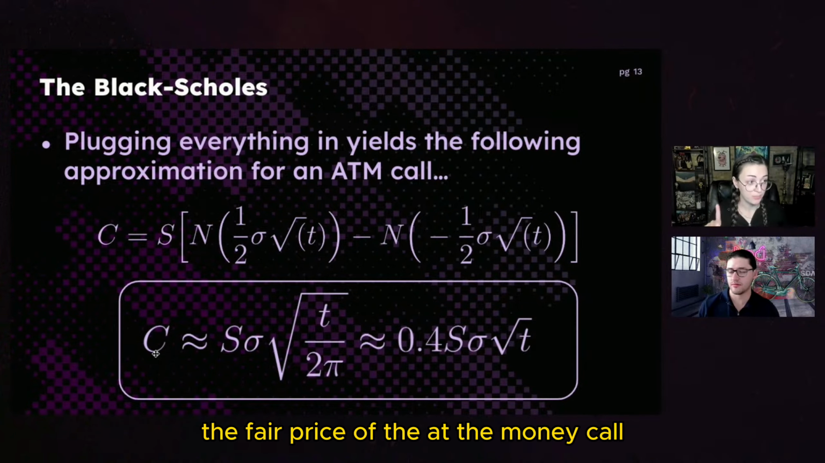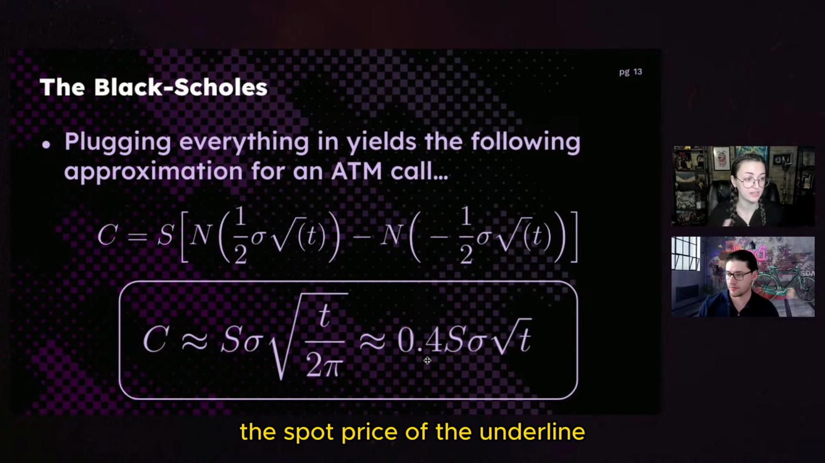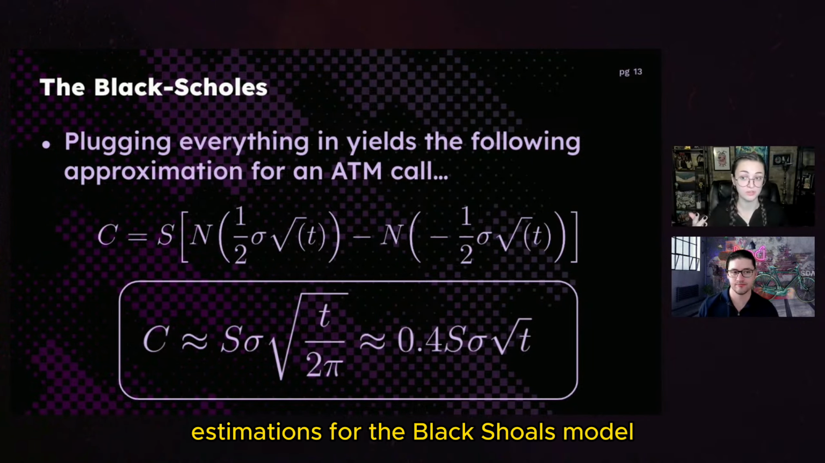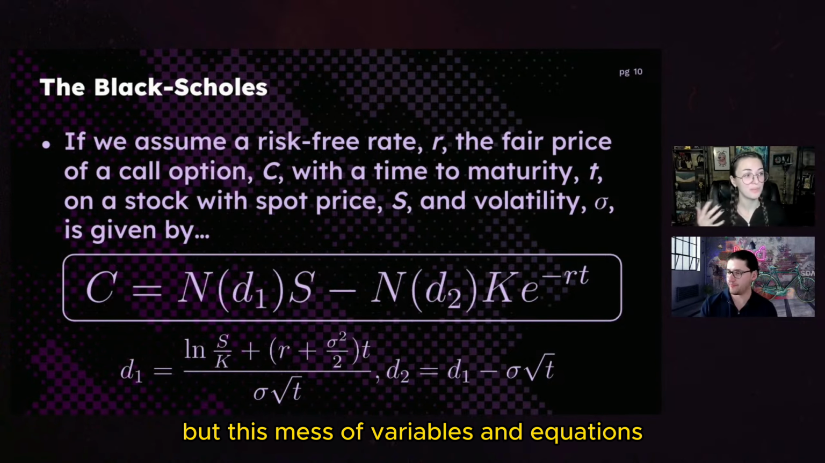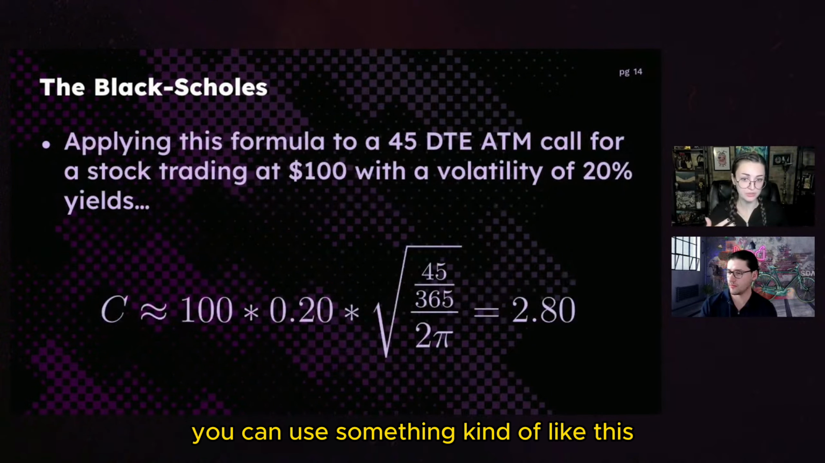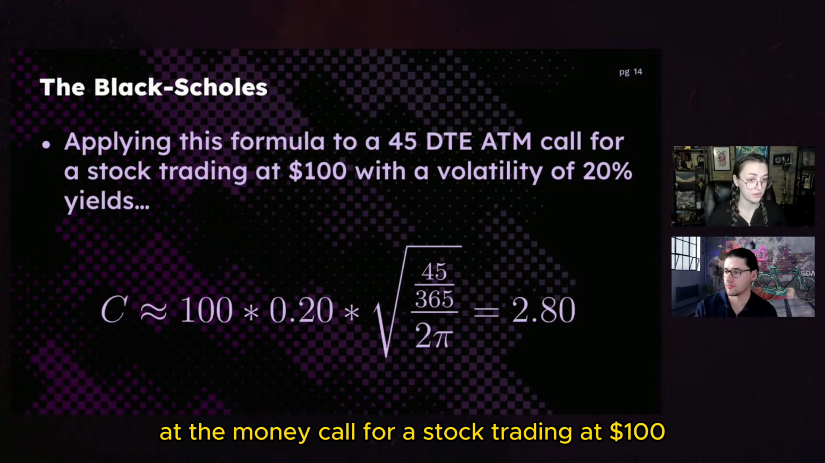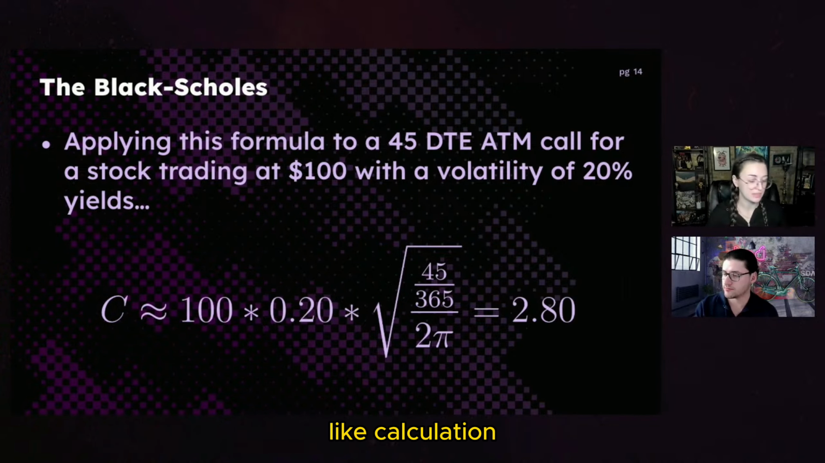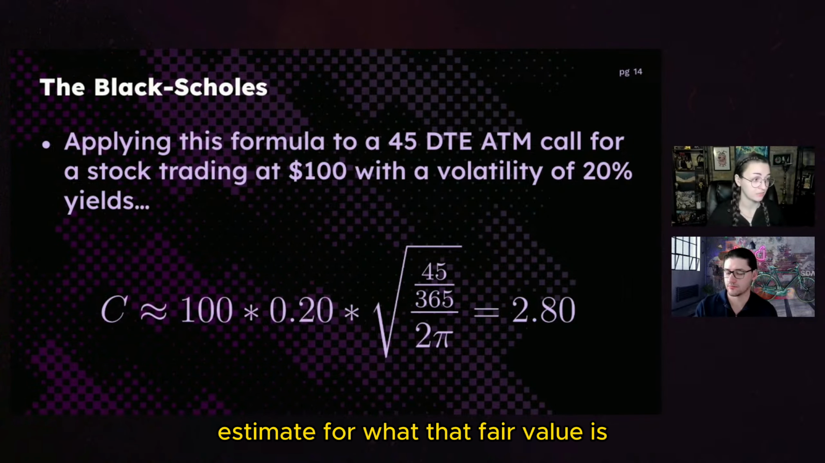Specifically, the fair price of the at-the-money call is approximately equal to 0.4 times the spot price of the underlying times the volatility times the square root of time. And what you can use this for is back-of-the-envelope estimations for the Black-Scholes model, when you don't want to use this mess of variables and equations, which is extremely useful but cumbersome. So for example, if you're looking at a 45 DTE at-the-money call for a stock trading at $100 with a volatility of 20%, it's just a back-of-the-envelope calculation. It does have a square root in it, which is not ideal, but it can give you an estimate for what that fair value is.